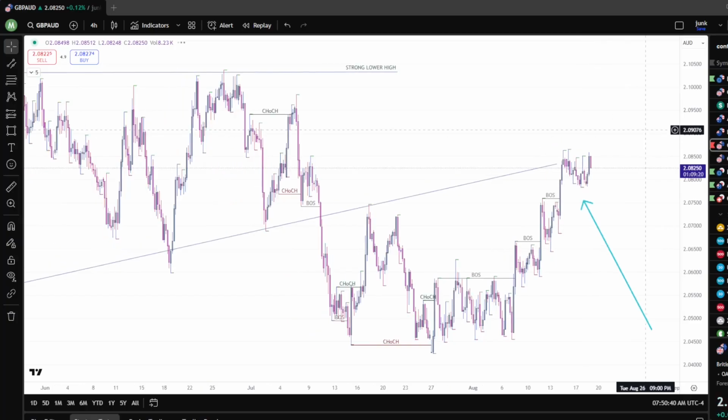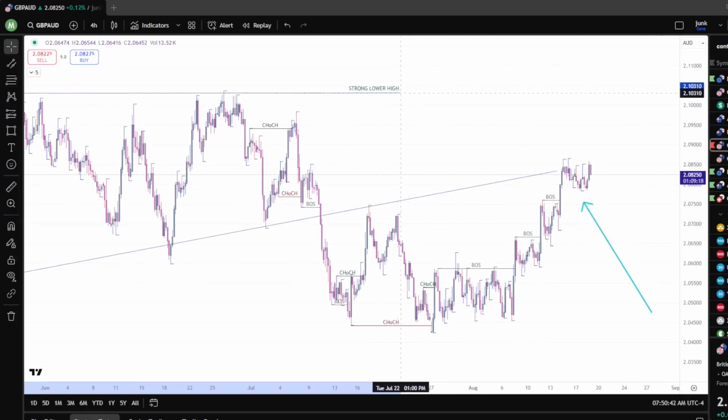GBP AUD. Let's go and map out the current range, this being the lower high.